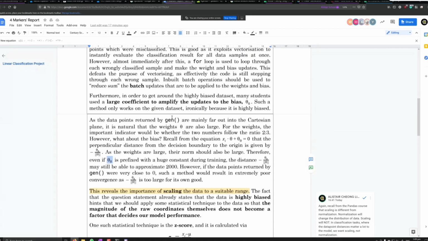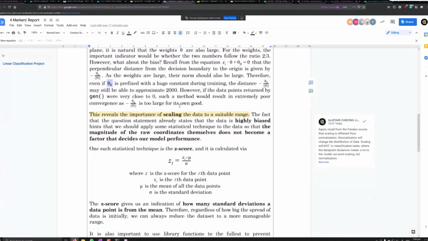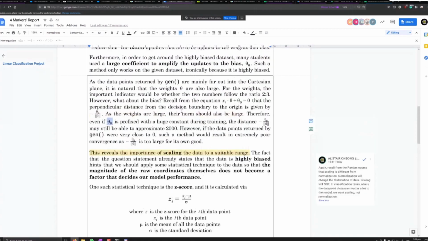But if you scale the entire thing down, then won't they also make the weights even smaller than before? Yeah, but the ratio is correct.